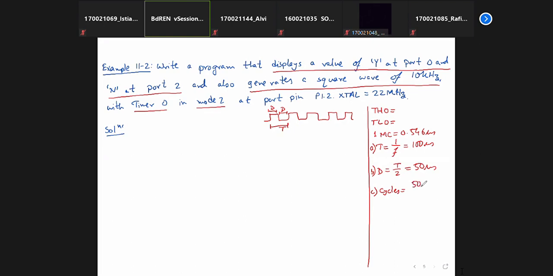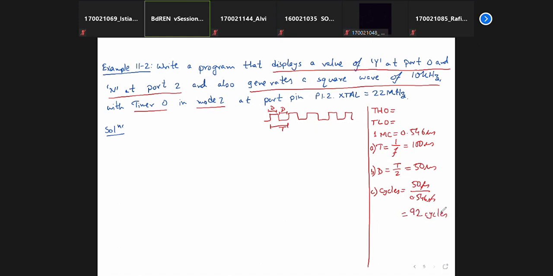50 microsecond divided by 1 machine cycle, that is 0.546 microsecond. So 50 divided by 0.546 will give you around, say, 92. So 92 cycles.